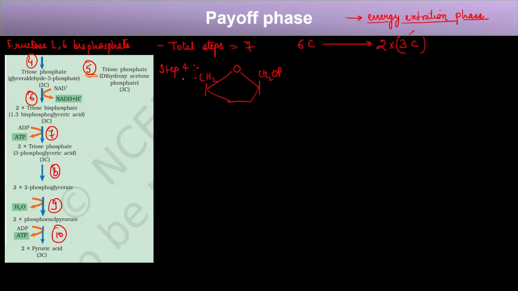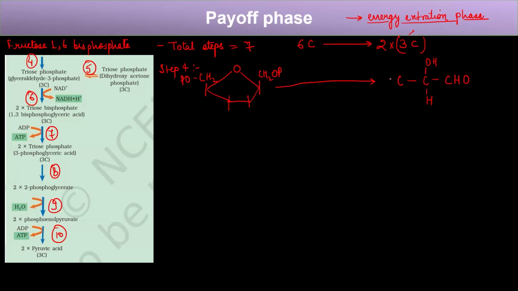Here you have phosphate, right? Now this fructose 1,6-bisphosphate is converted into glyceraldehyde 3-phosphate. So what is the structure of glyceraldehyde? Glyceraldehyde is a 3-carbon molecule. Now it's an aldehyde, so it will have a CHO group. It will have an OH group. And on the third carbon, a phosphate group is attached.